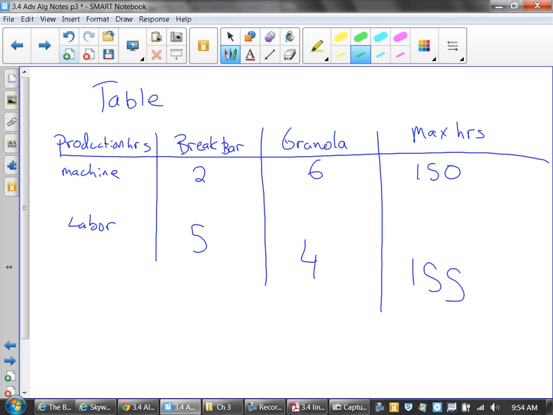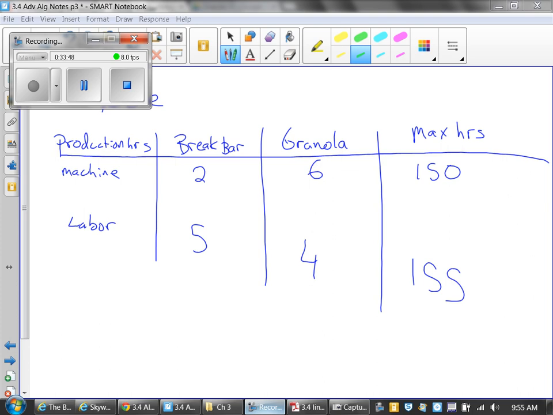So here's your objective for this evening. I know you're all freaking out right about now. You have this one to do, which is basically set up for you, and then two on the back. What does that say? Production hours. It's talking about machine production, labor production, breakfast bars, granola bars, and the maximum hours. How many hours it takes to do all of them. Okay. Let me just pause this while you finish writing it out.